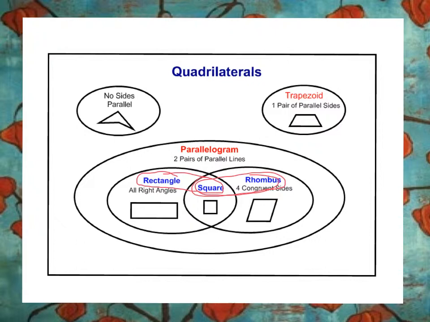But notice a rectangle and a rhombus do not have things in common, except for the parallel lines. And that's why they're underneath the parallelogram. And so the parallelogram goes here and there. Next, a trapezoid does not fit in this category whatsoever, so that's why it's on the outside of the parallelograms, but it's still a quadrilateral.